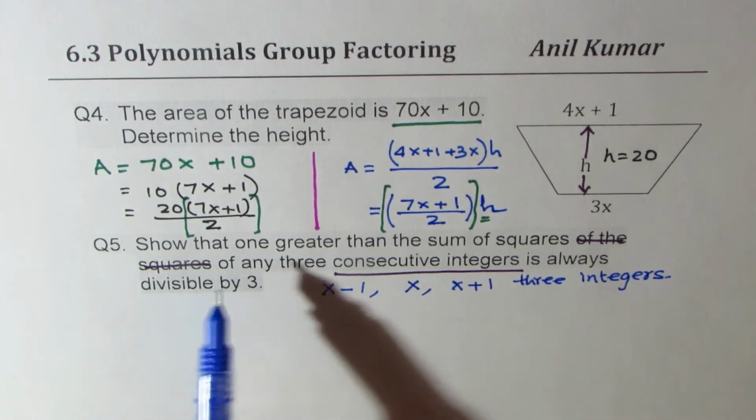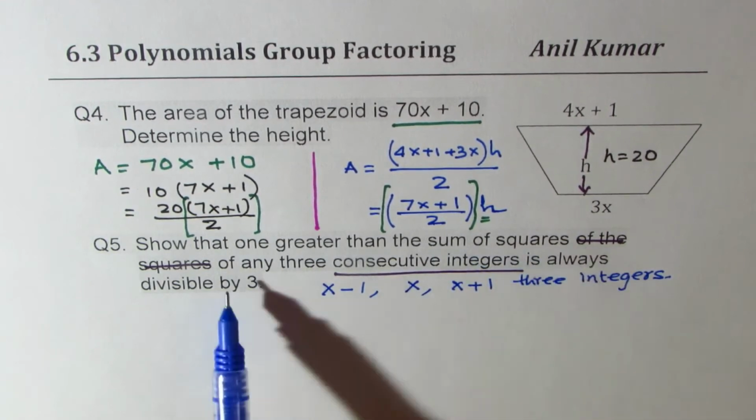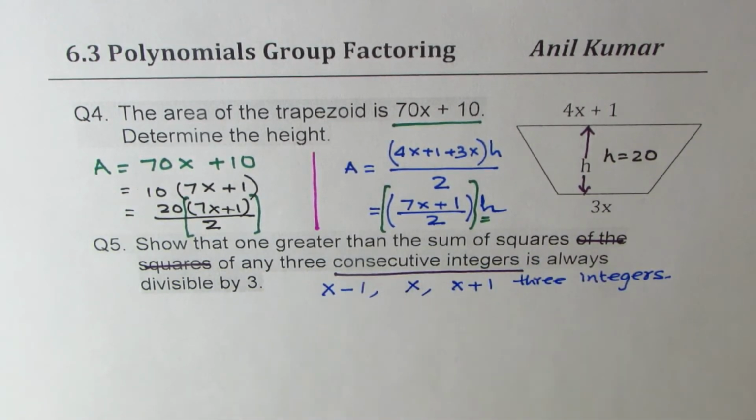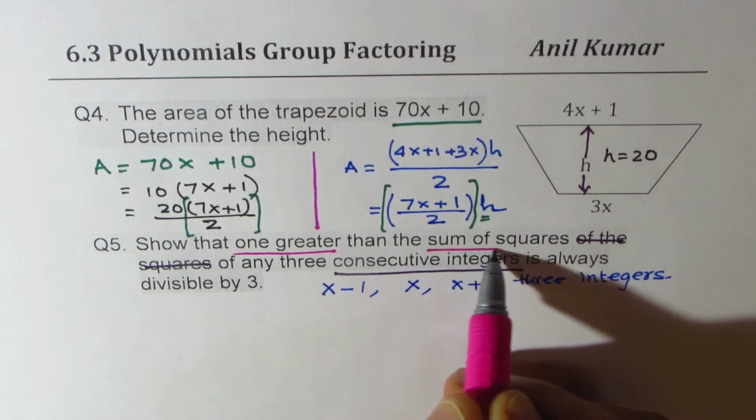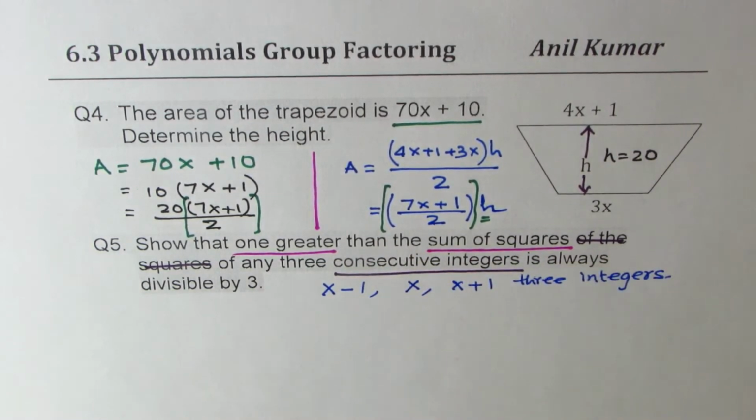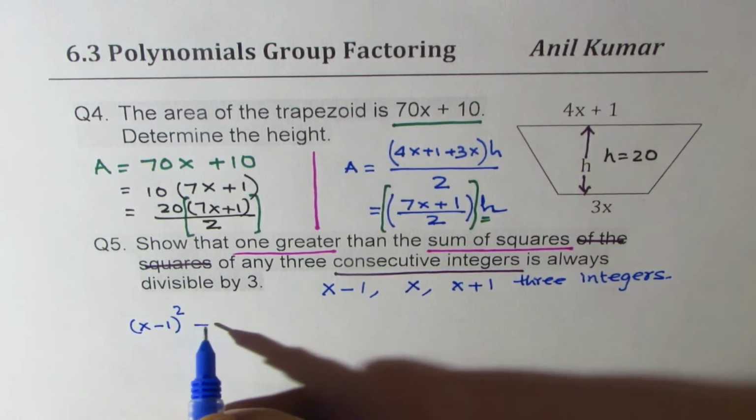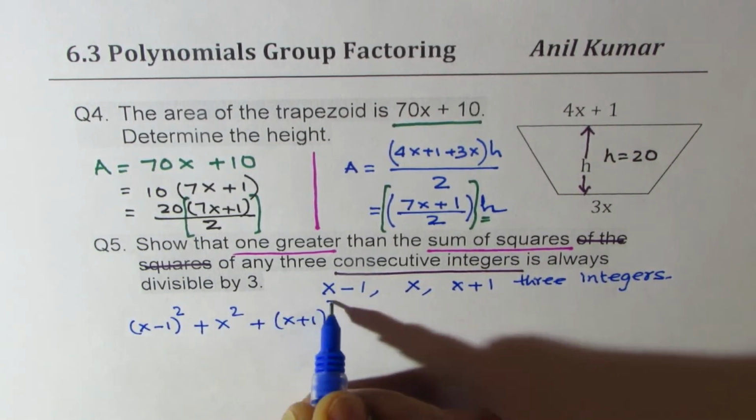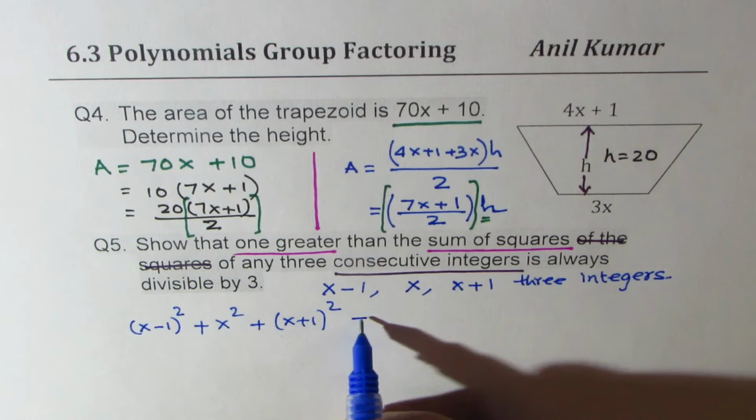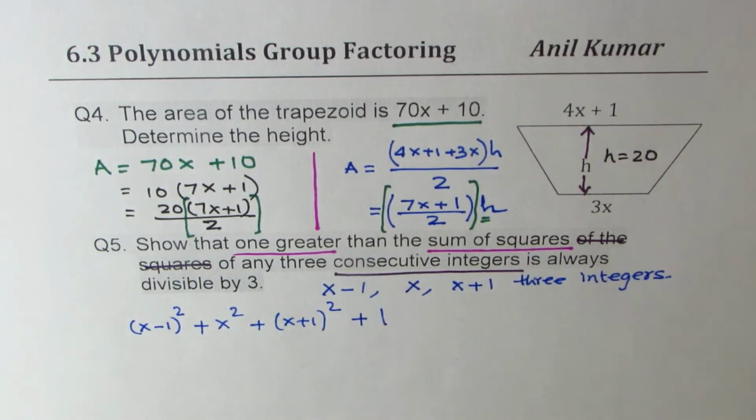Now we have to show that 1 greater than the sum of squares of 3 consecutive integers is divisible by 3. Let's try to write a statement. The sum of squares of these numbers will be (x minus 1) whole squared plus x squared plus (x plus 1) whole squared, and 1 greater than means plus 1. So that becomes an expression for the given statement. Is that clear?